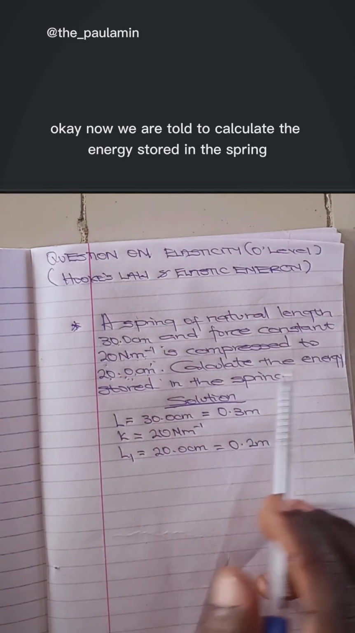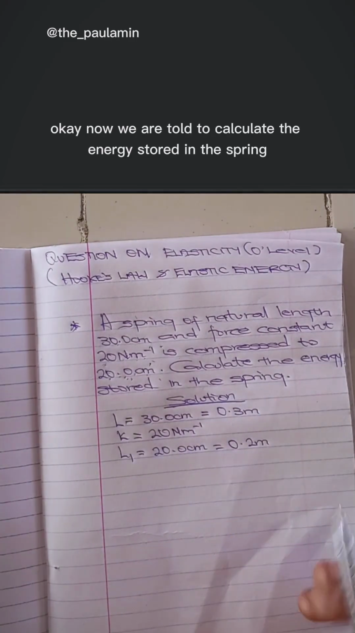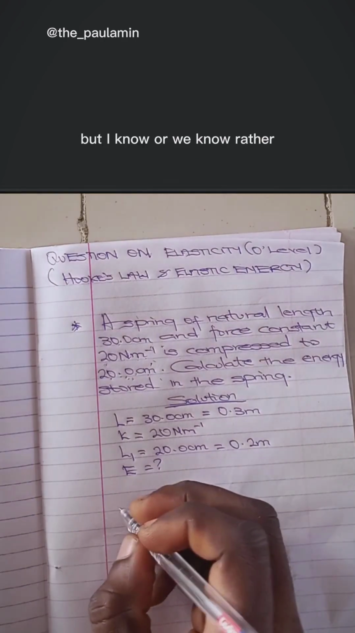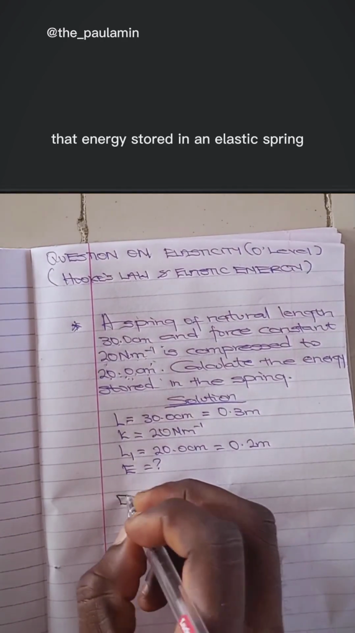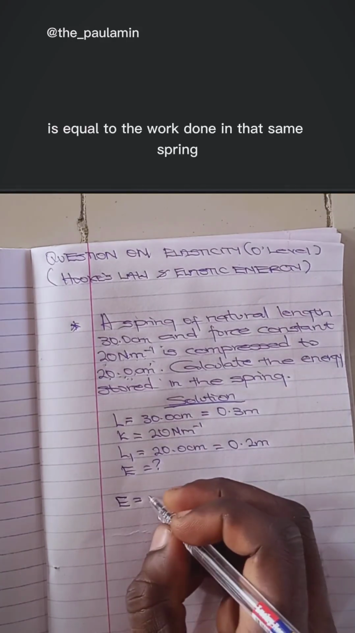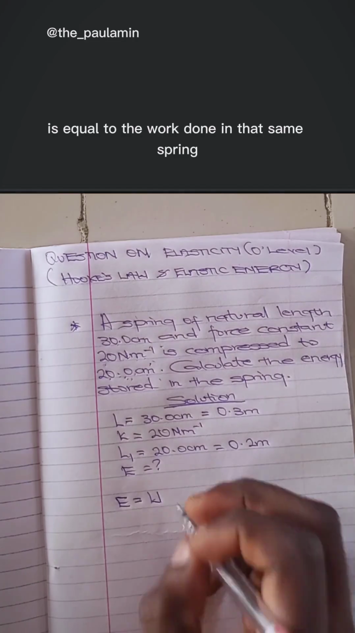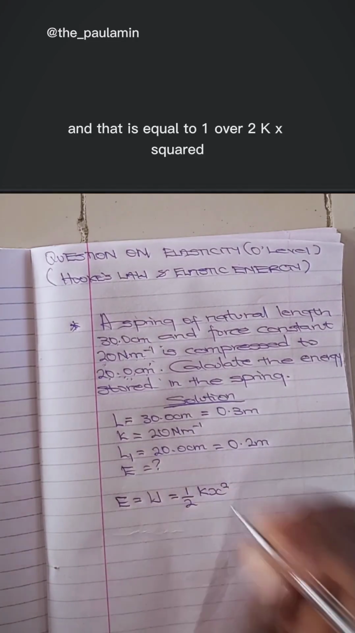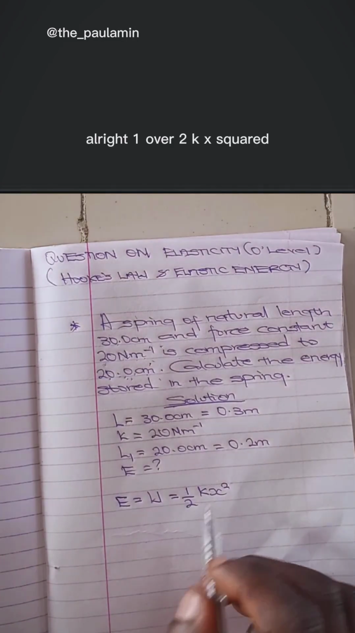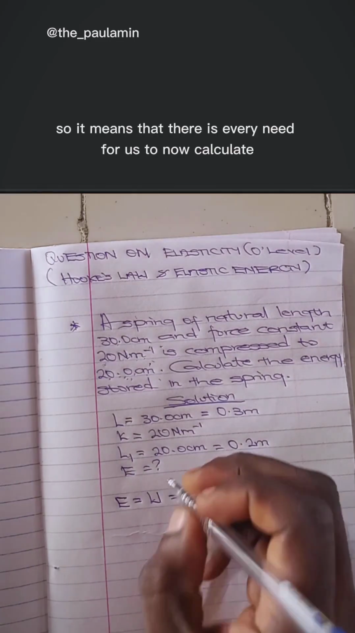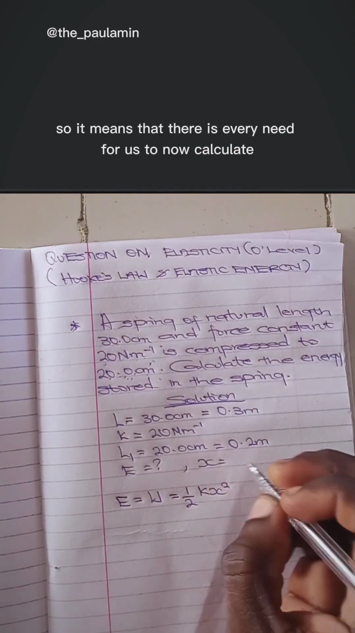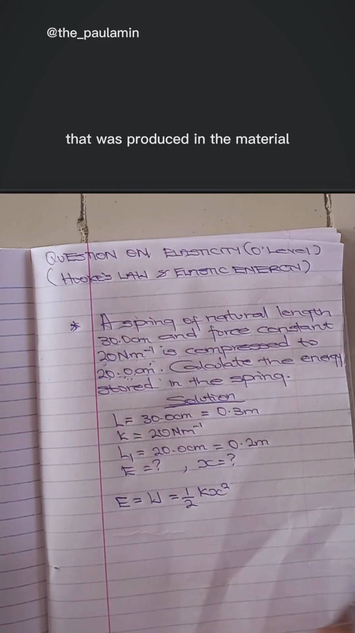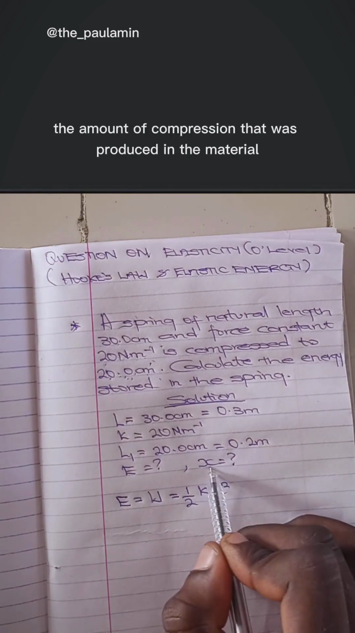Okay, now we are told to calculate the energy stored in the spring. The energy stored in the spring is not known, but we know that energy stored in an elastic spring is equal to the work done in that same spring, and that is equal to 1/2 kx squared. All right, 1/2 kx squared. So it means that there is every need for us to now calculate the amount of compression that was produced in the material.